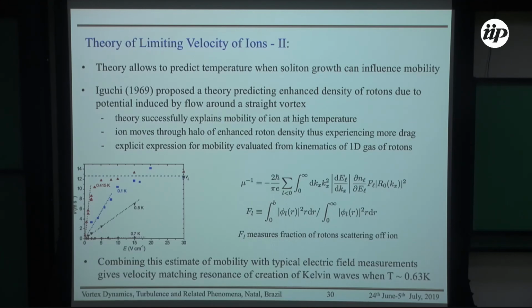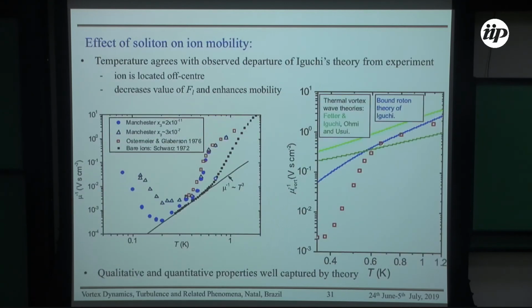If you think of the ion as being displaced off the central axis, then it's in a region where there is less roton density, and so you expect enhanced mobility. That's what we believe is the mechanism giving you the enhanced mobility. If you put all these theories together, it's rather elaborate and I don't want to get into all the details, but the important temperature that comes out is 0.63 Kelvin, which is precisely where you see the data beginning to deviate from the high temperature values, the benefits that you see at higher temperatures.